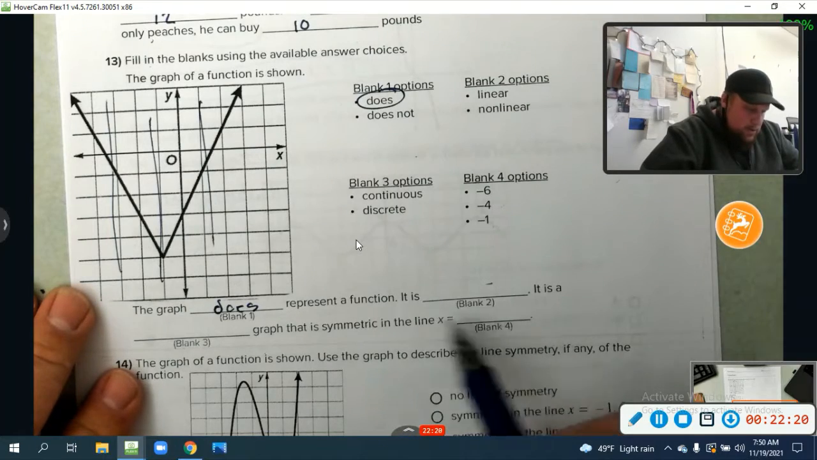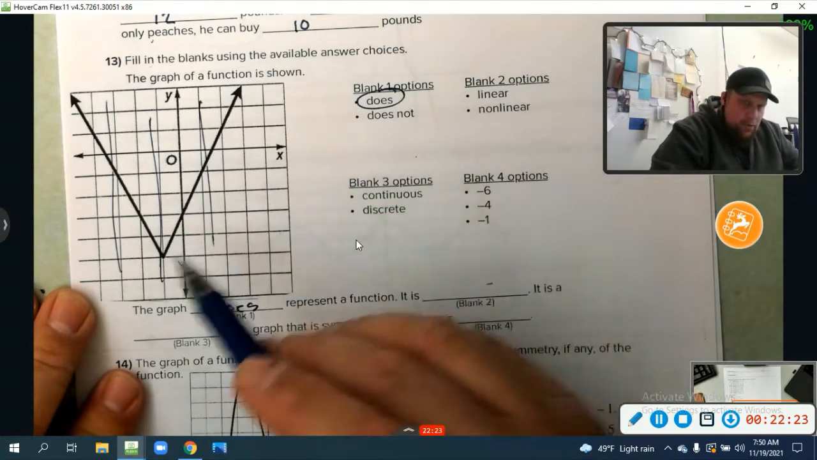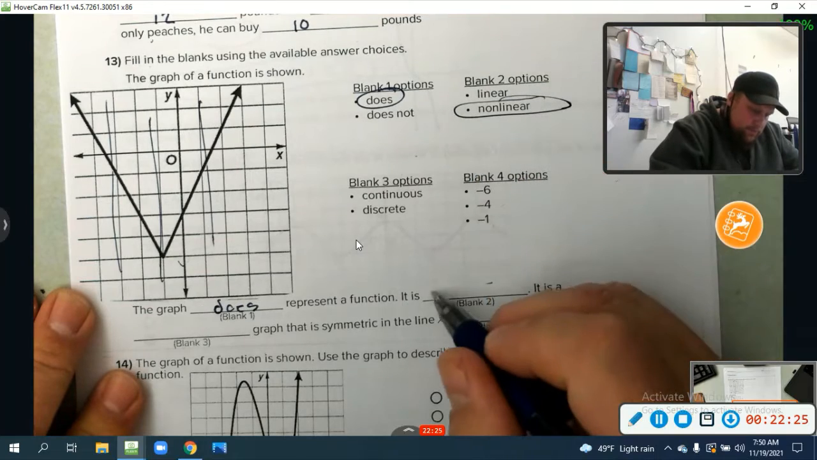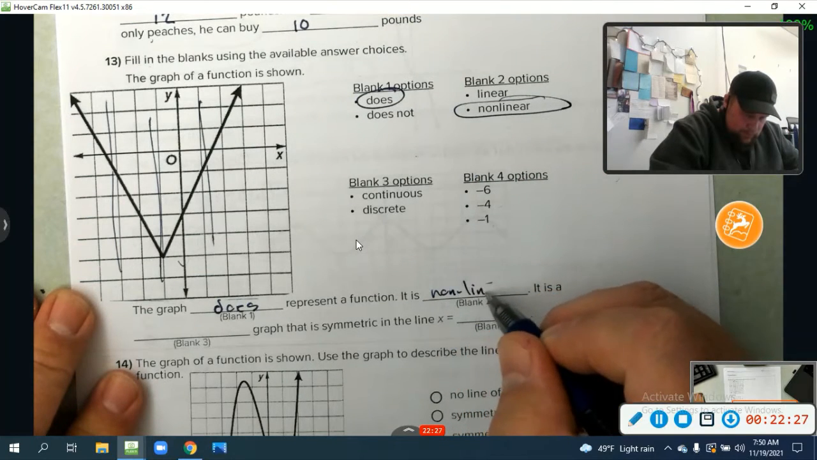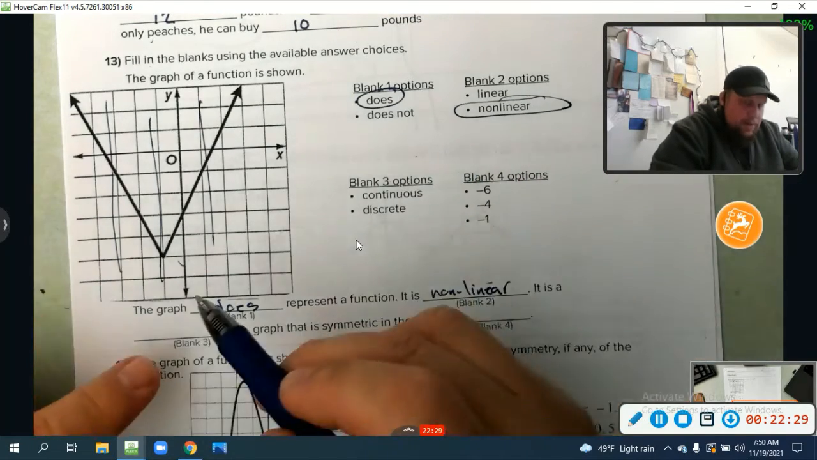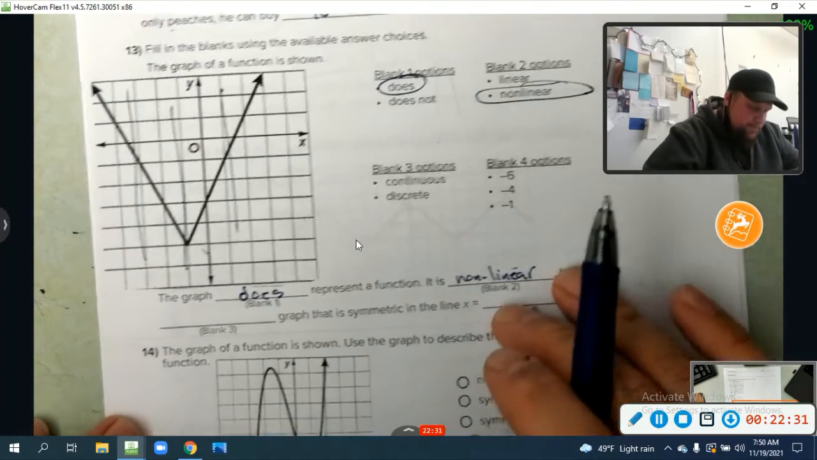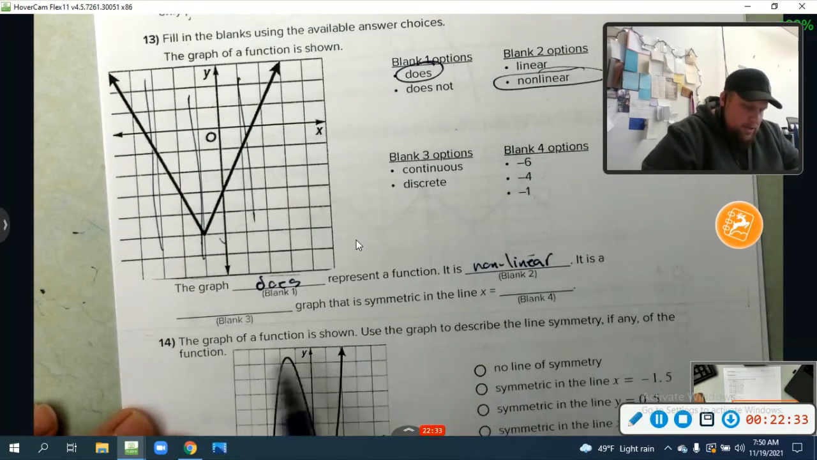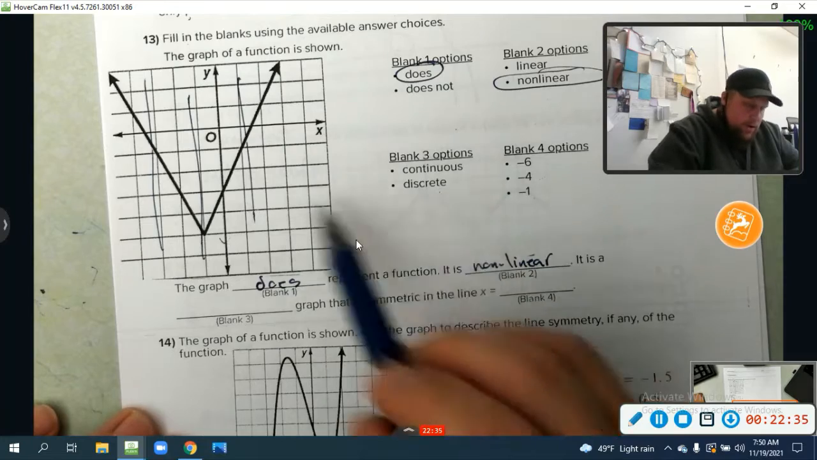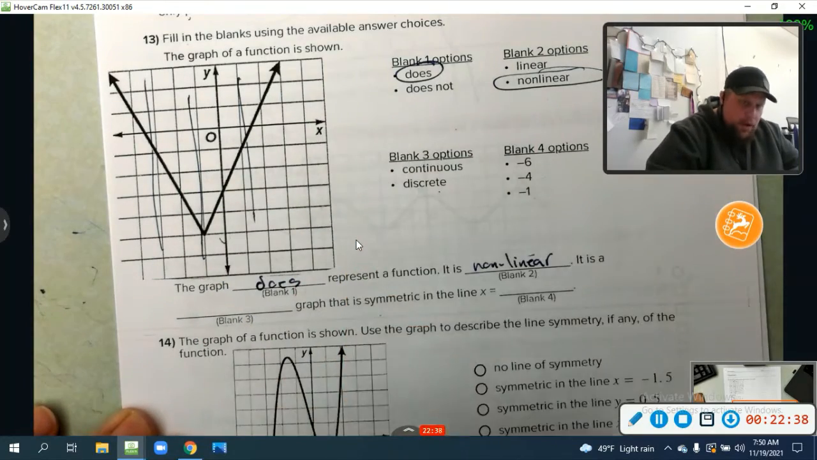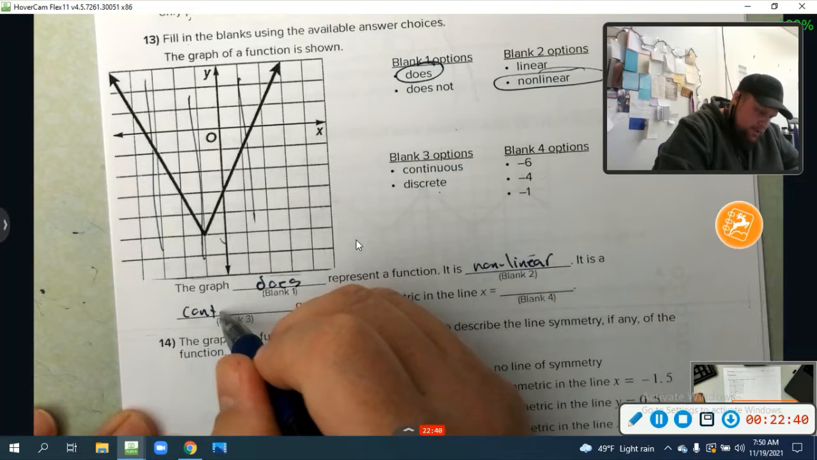It is, what kind of a function? Is it linear? Nope, it's nonlinear. It's two lines meeting, but that means it's nonlinear, right? It is a blank graph. Is it continuous or discrete? Well, there's no breaks in it, so it is continuous.